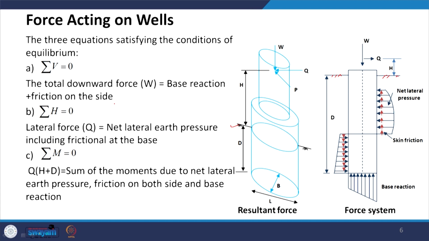And summation of M equal to 0 is simply Q multiplied by H plus D, where Q is the horizontal force, and H plus D is this height. So, it is the sum of the moments due to net lateral earth pressure, friction on both sides and base reaction.